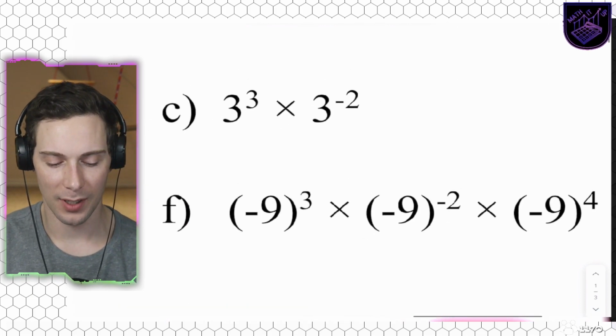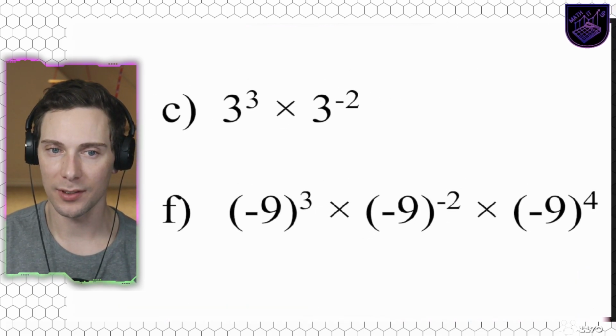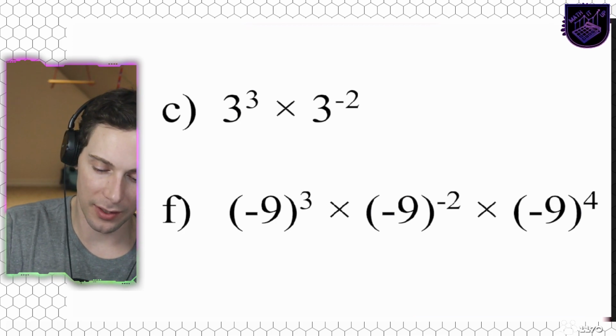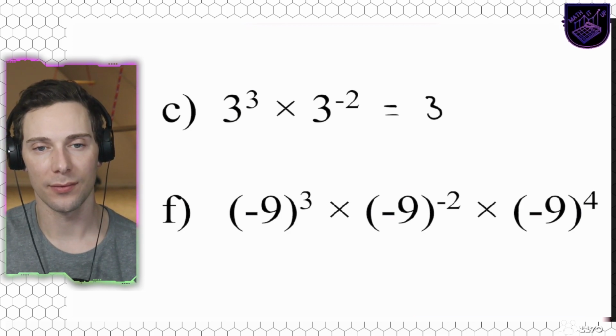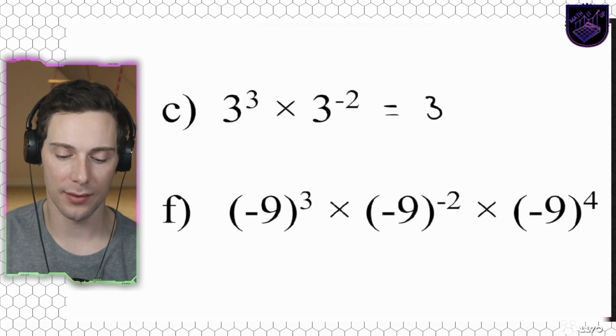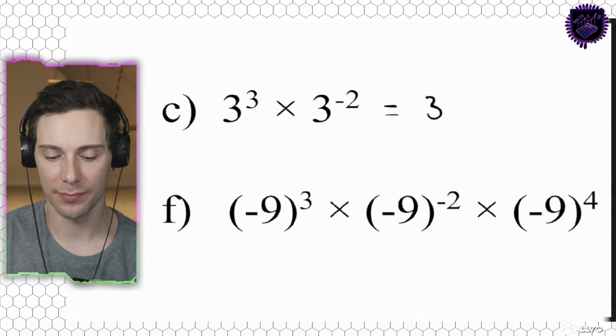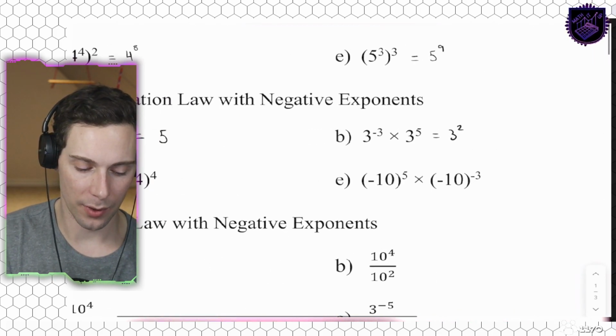All right. Once again, 3 to the power of 3 times 3 to the power of -2. This is going to leave us with 3 to the power of 1 + 1, but we don't write the 1, so it's just 3. Now, let's go to the next questions.